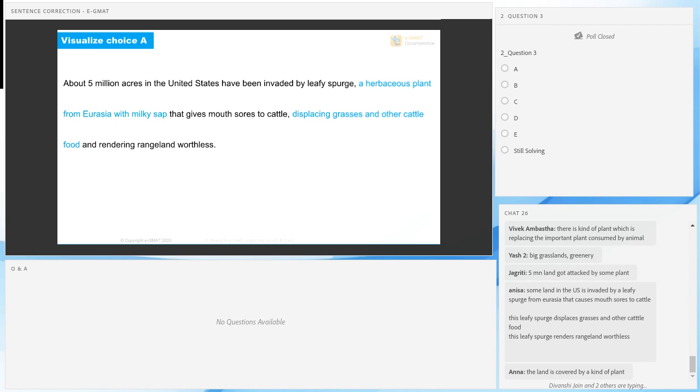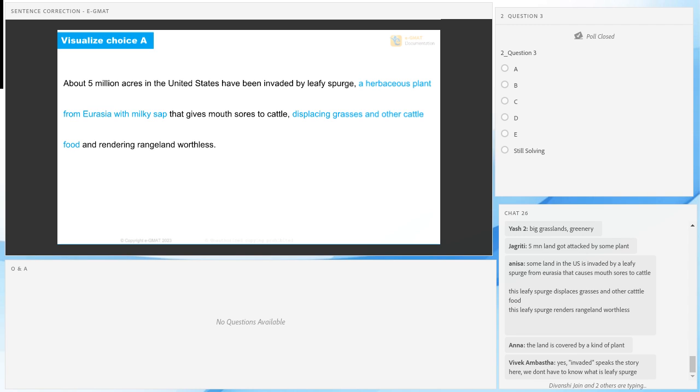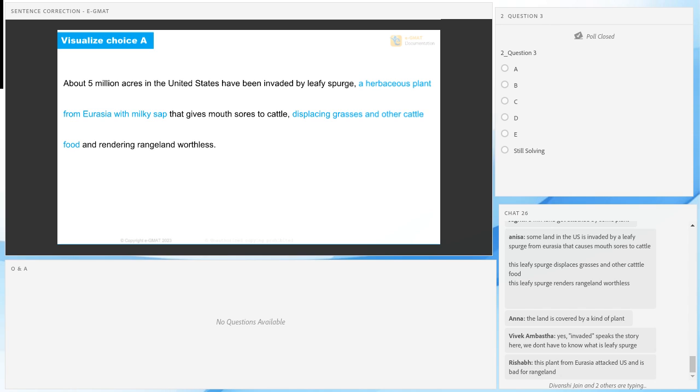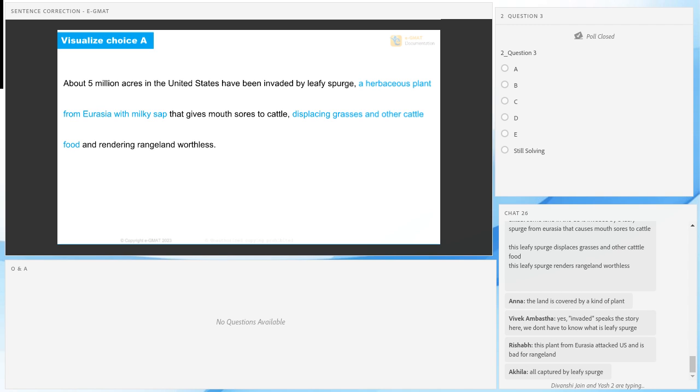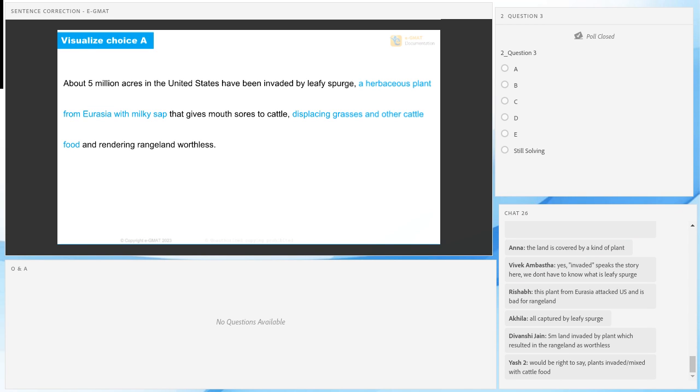Okay. So make sense? So in your mind, there's this huge land over here, and that has been taken over or attacked by this leafy spurge. We don't have to know what leafy spurge is. Absolutely, Vivek. It's been taken over by some plants. Taken over is the important thing, or attacked is the important thing. Now we see all captured by leafy spurge. Yes, you can say that. Absolutely. Now let's move to the blue part there. A herbaceous plant from Eurasia with milky sap. Now, what is this describing? A herbaceous plant from Eurasia with milky sap?